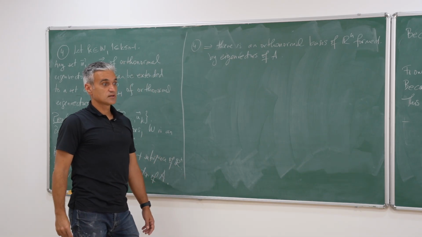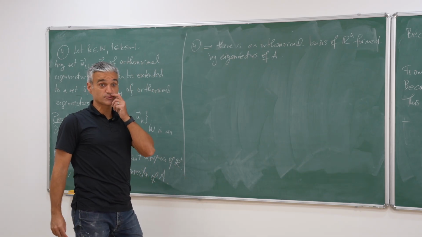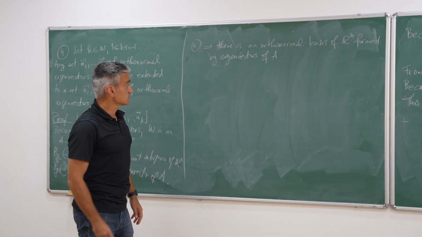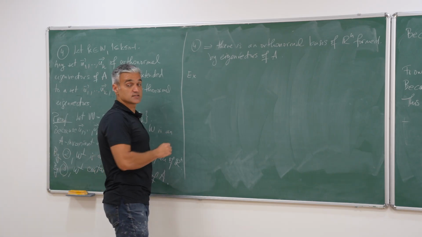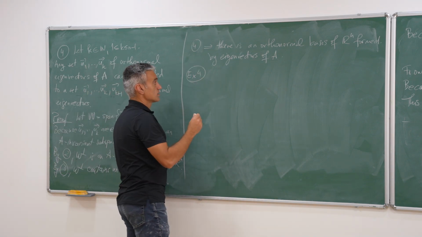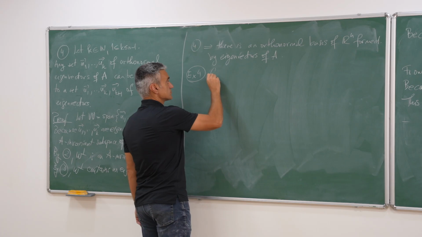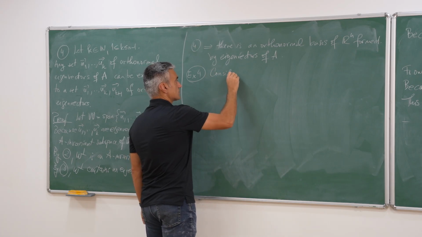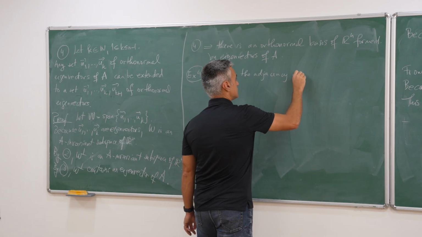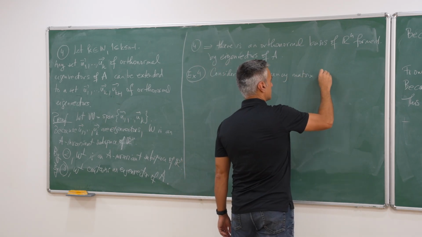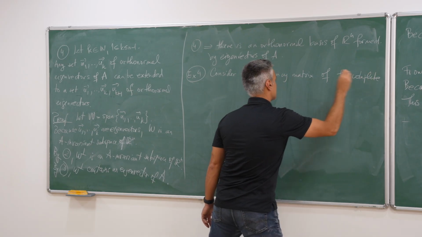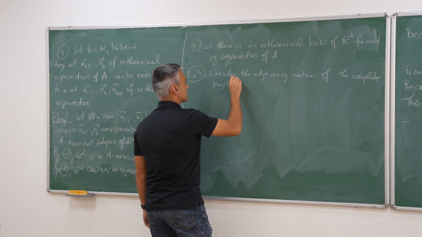Okay. Now, jumping a little bit ahead, because I haven't talked about graphs and adjacency matrices and so on, I can still give you an exercise. Exercise 4. Consider the adjacency matrix of the complete graph Kn.